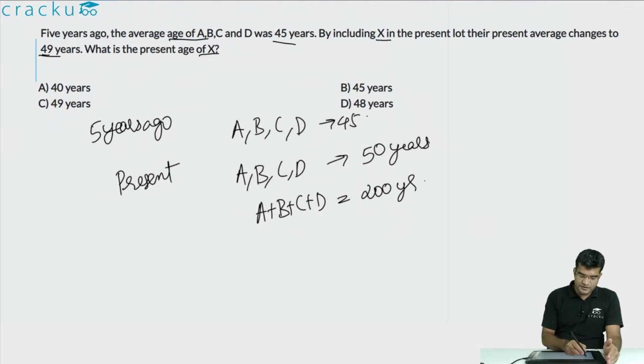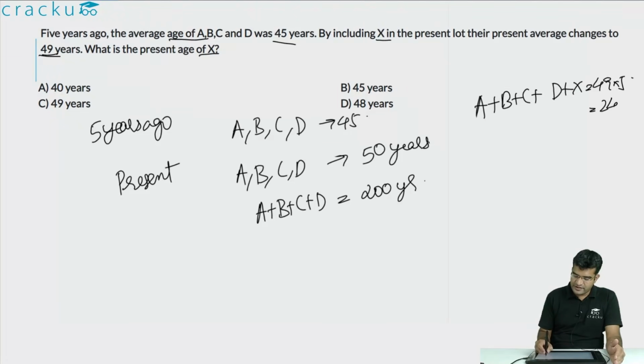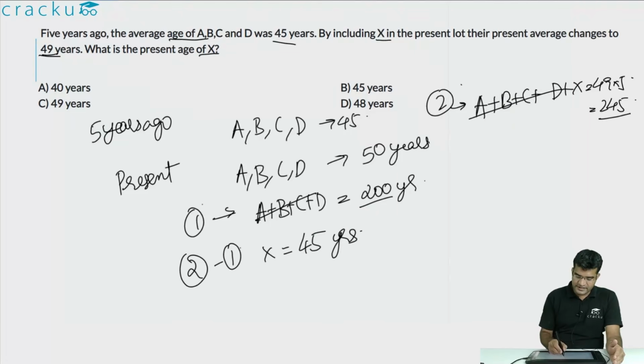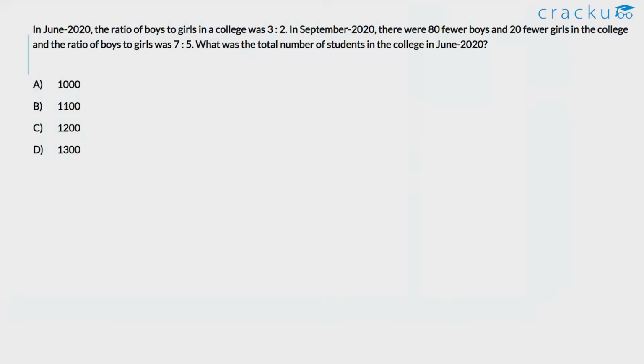But if you are adding X to the present lot, then the average age of the 5 people becomes 49. That is A plus B plus C plus D plus X is equal to 49 into 5, which is equal to 245 years. So what is the present age of X? You have two equations. This is the second equation and this is the first equation. If you subtract the first equation from the second equation, you can cancel A, B, C, D, and the value of X will be equal to 245 minus 200, which is equal to 45 years. So the correct answer is option B, which is 45 years.